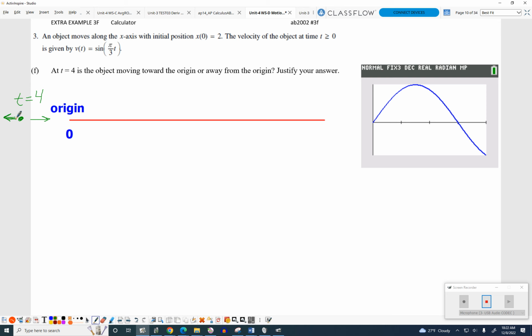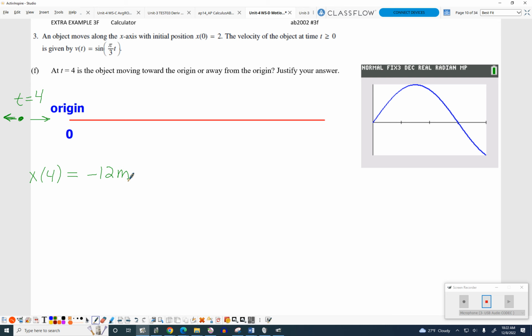So all we know, one more time, listen close, just think about it, you can do it. All we know is that at time 4, that's where the particle is. That's all we know. We know the position of the object at time 4, in my little made up example here, is like, I don't know, negative 12 or something. Meaning it is 12 meters from the origin on the left side. Okay.